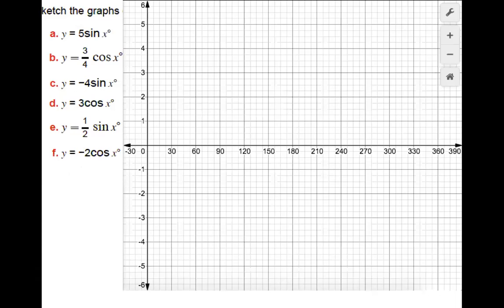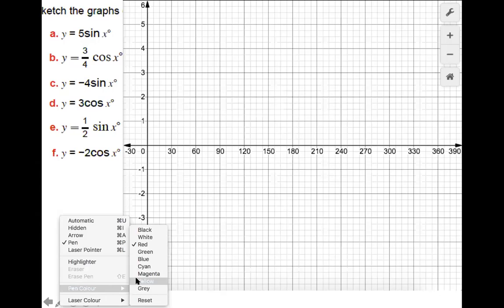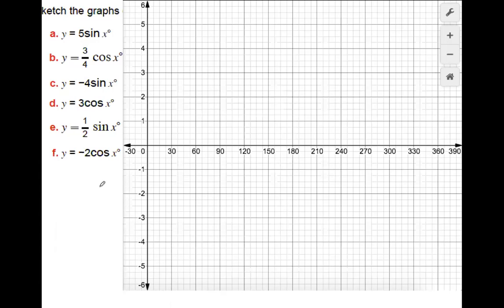So A, B, C, D, E, F, which one do you want to try and do? Why don't I try B? B. Okay, 3/4. So let's see. I'm going to pick a better color than the white. I think at the moment it's defaulted to white. So it's got red. Yeah, let's pick black so that we can see it. So if I'm asked to draw 3/4 cos x, which is B there, we're going to do B.